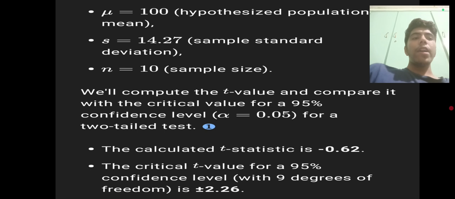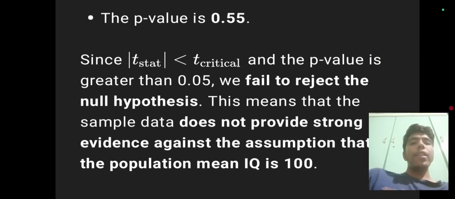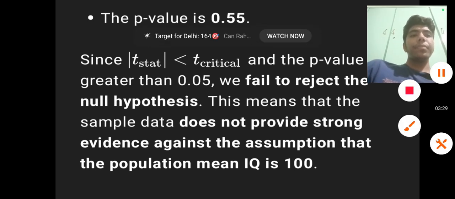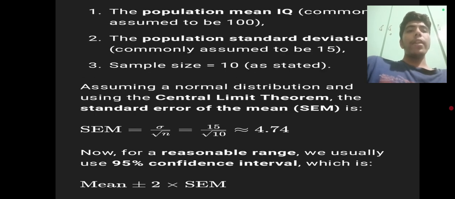We will compute the t value and compare it with the critical value at the 95% confidence level for a two-tailed test. The calculated t statistic is 0.62. The critical t value for a 95% confidence level with 9 degrees of freedom is plus or minus 2.26. The p value is 0.55. Since t star is less than t critical and the p value is greater than 0.05, we fail to reject the null hypothesis. This means that the sample data does not provide strong evidence against the assumption that the population mean IQ is 100.